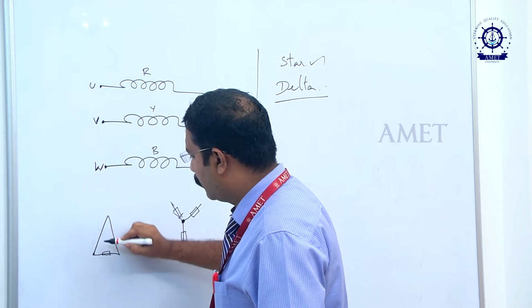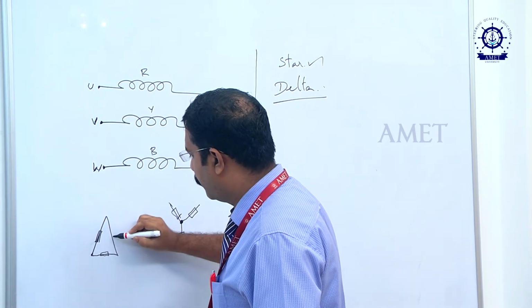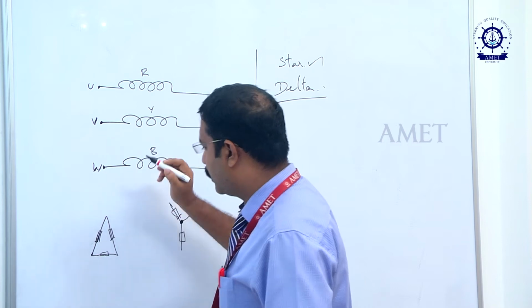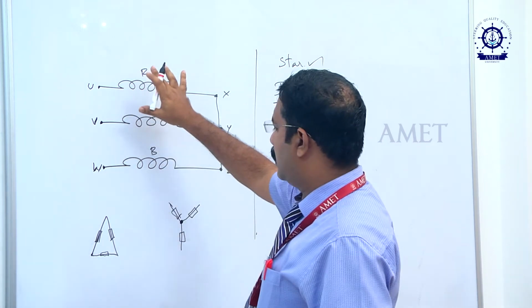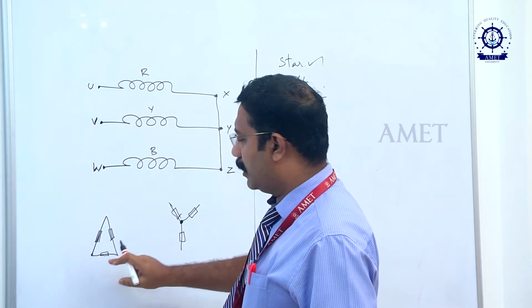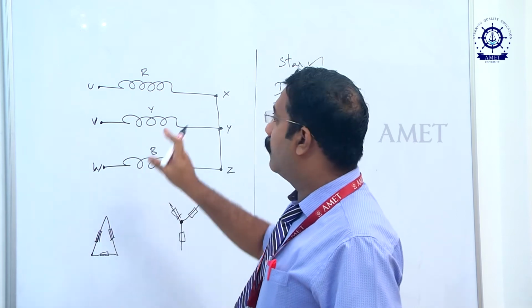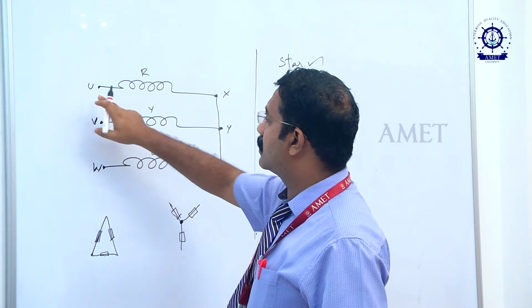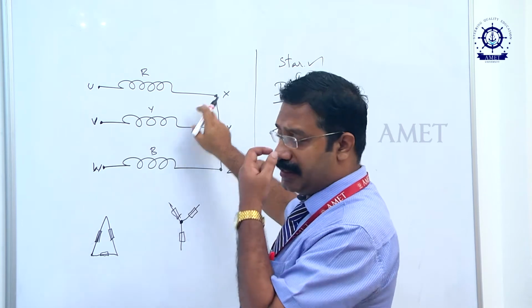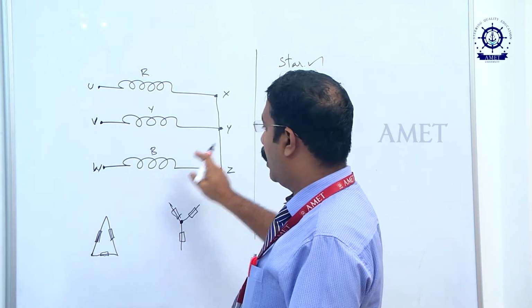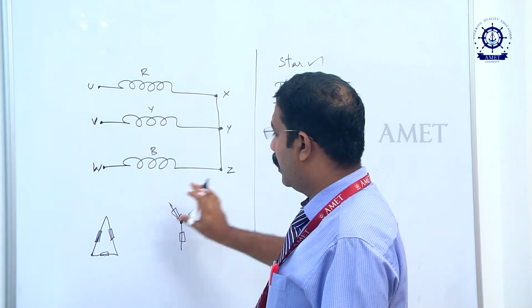Therefore 3 windings will be there, connected in delta. See these 3 windings, 1, 2 and 3. We have 3 sets of terminals: first winding U and X, second winding V and Y, third winding W and Z.